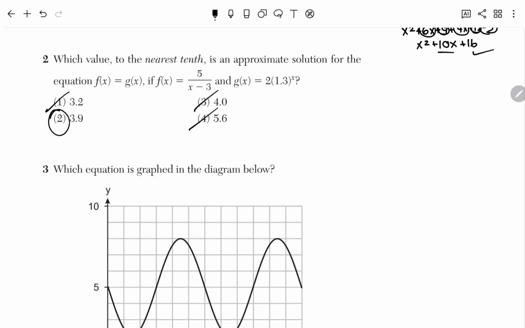This is number 2. So we solve this by plugging x values into the calculator.